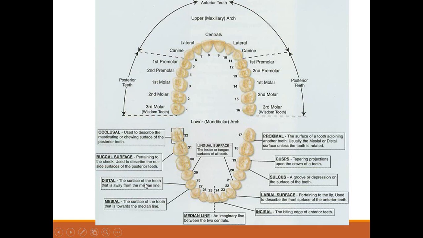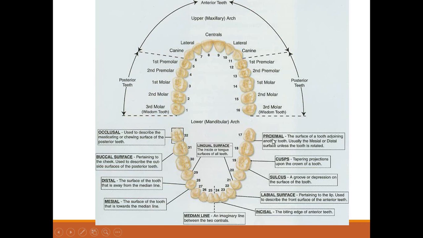Distal is the surface of the tooth that is away from the median. So if we're focusing on this tooth here, this surface that is away from the midline or the median line is considered distal. The one that's closest to the midline, this surface, is called mesial. Mesial is the surface of the tooth that is toward the median line, as we had talked about.